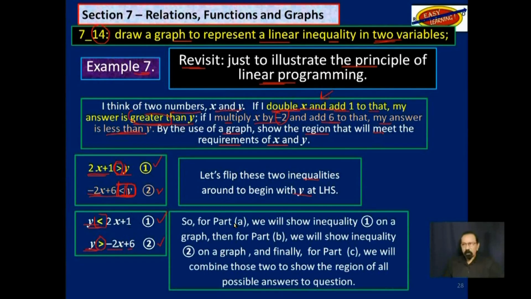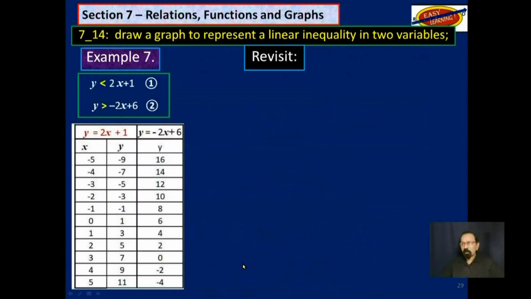We will approach it in three parts. In part A, we will show the first inequality. In part B, we will show the second inequality on a graph. And finally, in part C, we will combine these two to show the region of all possible answers to the question. So these are our ordered pairs. If we take x as a domain, then in this equation, that y would be the range. And for this equation, that y will be the range.